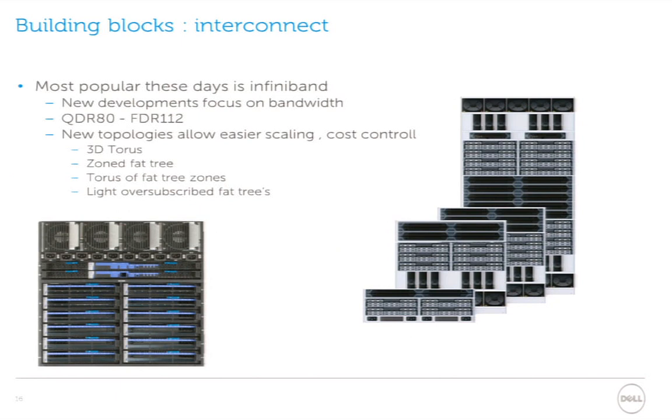We know our InfiniBand friends, Dell doesn't make this, so we have to work together with our friends from Mellanox or from Intel. But there's a new development focus on the bandwidth, actually using double rail or bonding type of channels, going to QDR80, FDR112, EDR. EDR is going to be very interesting because we're pushing the limits of PCI Express speeds. So it will be interesting how to implement this.